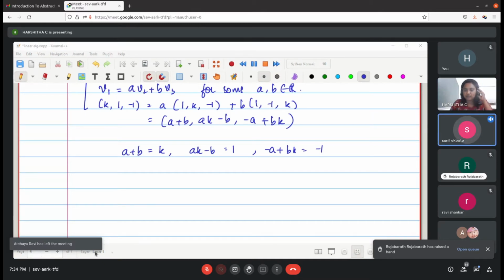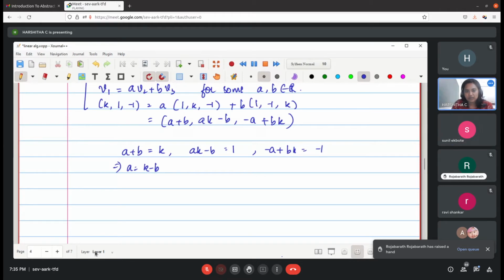Substitute a for k minus b in the first equation. A is k minus b, which is equal to 1, no? Okay. Substitute a as k minus b. Ma'am, we won't get anything like this. We will again come back to our original form. Yeah, that's what I think also.